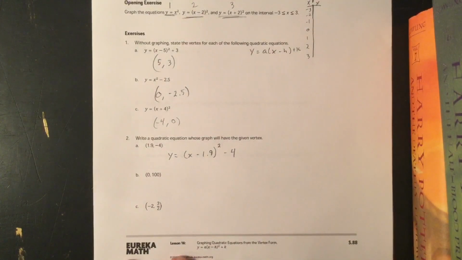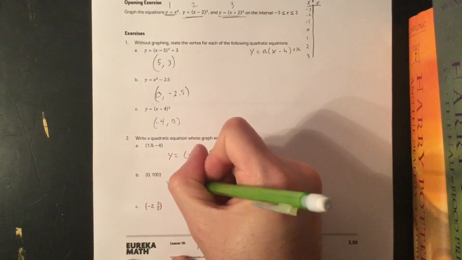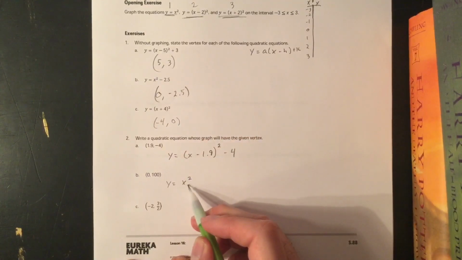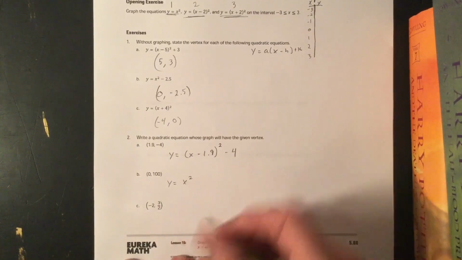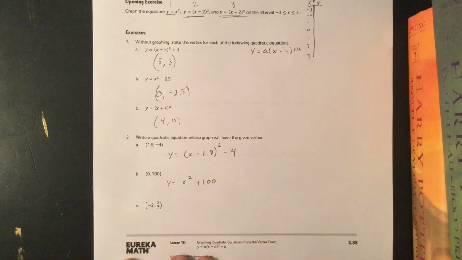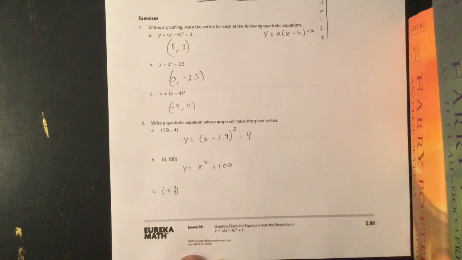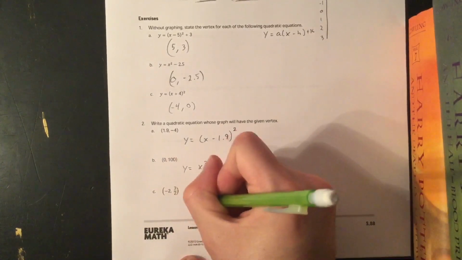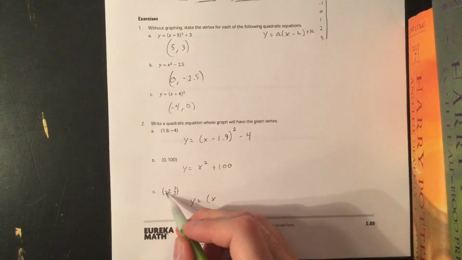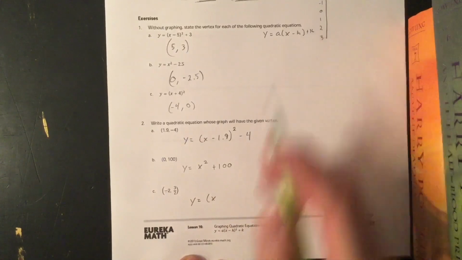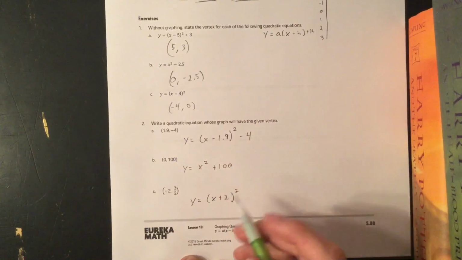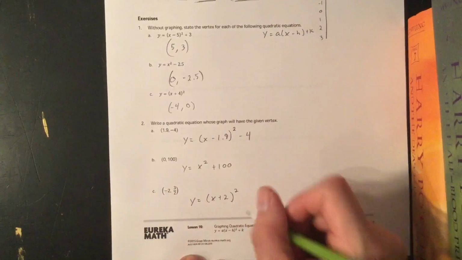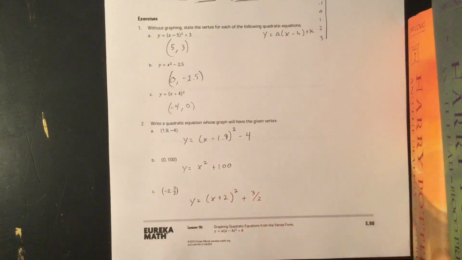Okay, so for B here, we have 0 comma 100. It's going to be y equals, and we can just do x squared. x plus 0, and then squaring that would just be x squared. Then to get the 100, we have to add 100 on the outside. Then for the next one, for C, we're going to do y equals x. Since this is a negative, we'd have the negative out front, so it'd be a negative and a negative. That'll change to a positive 2 squared. And then this 3 over 2, we just add it to the end, plus 3 over 2.